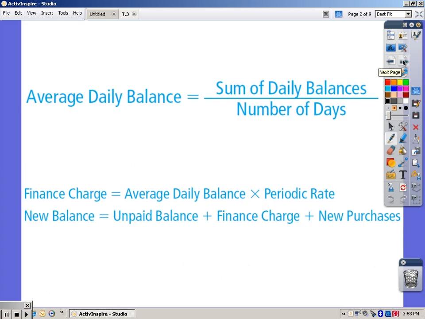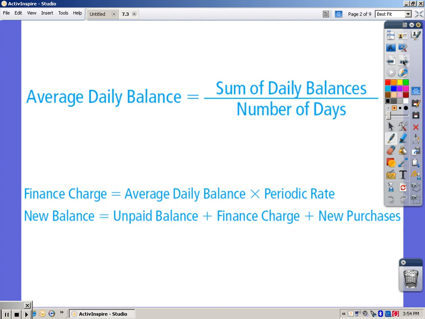Okay, the formula for average daily balance is the sum of the daily balances divided by the number of days. The way you find your finance charge is you take the average daily balance times the periodic rate. Do not forget, when you are dealing with interest, to move the decimal 2 places to the left. The formula for new balance is the unpaid balance plus finance charge plus new purchases.